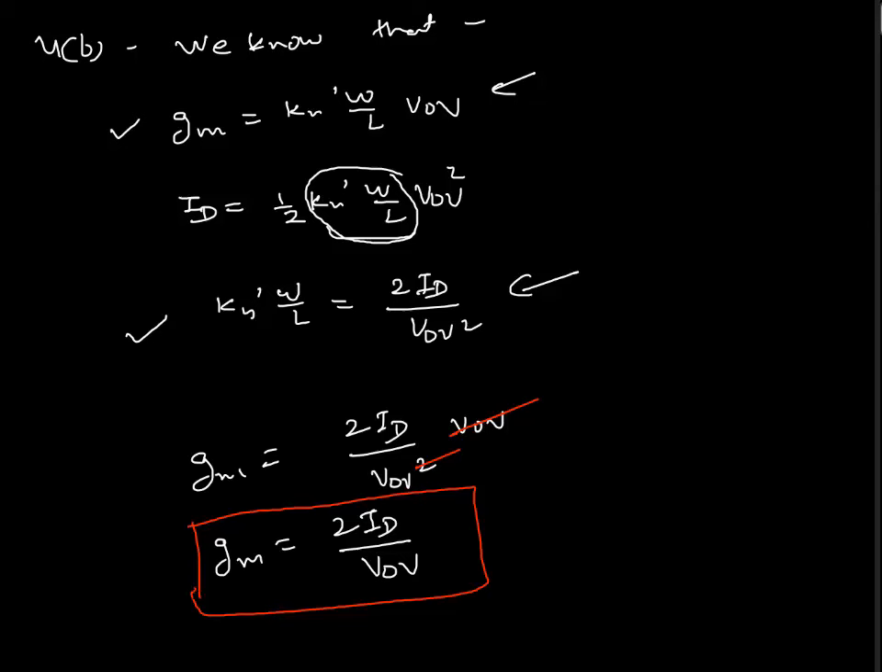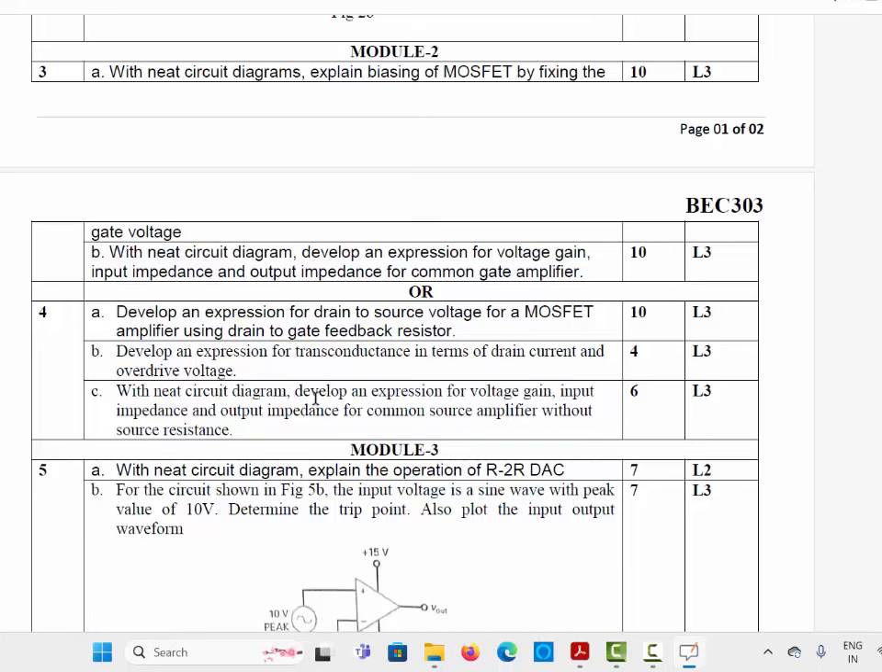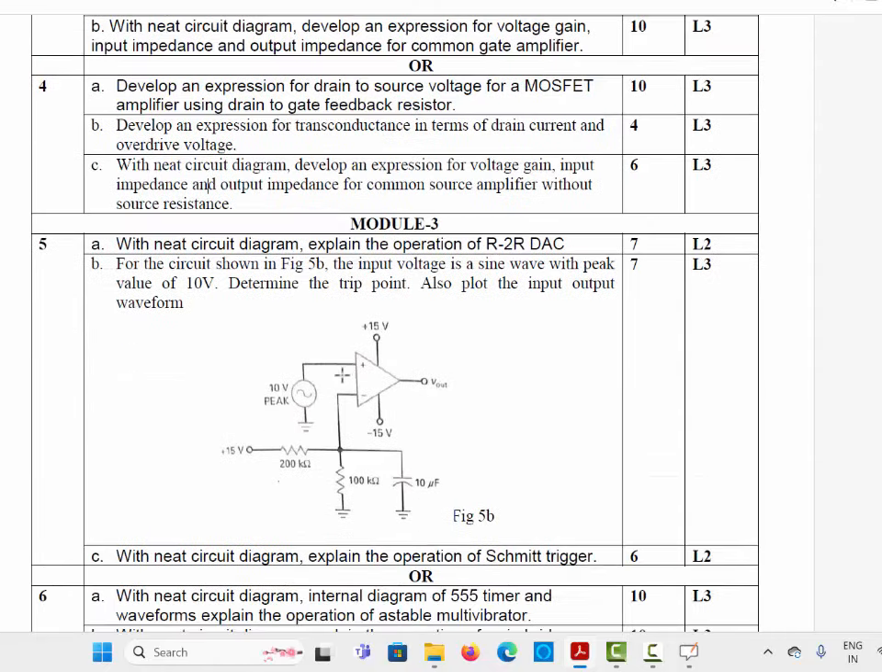Now the next question: with neat circuit diagram, develop an expression for voltage gain, input impedance and output impedance of common source amplifier without source resistance. Again, this is direct, you can get it from the textbook or the notes. 5a is also a direct problem. With neat circuit diagram, explain the operation of the R2R ladder. So this also, please refer to the textbooks.